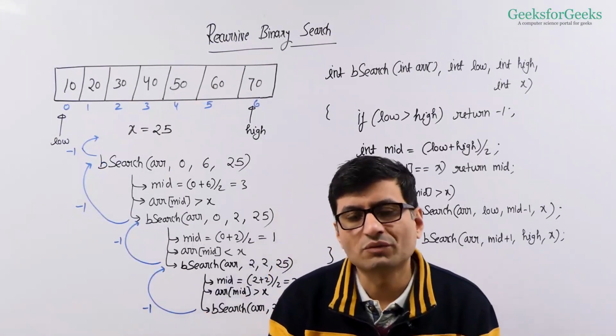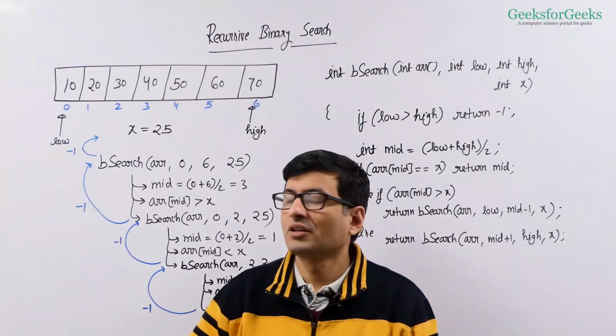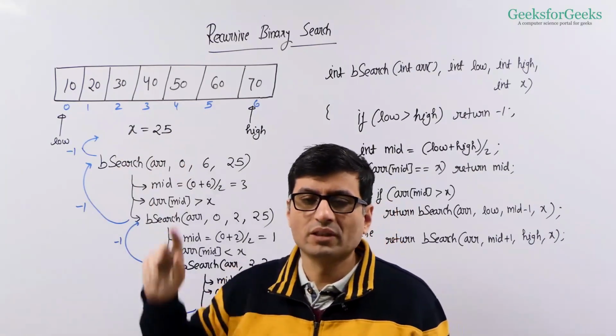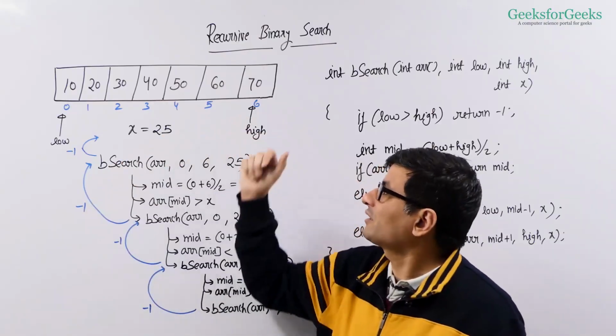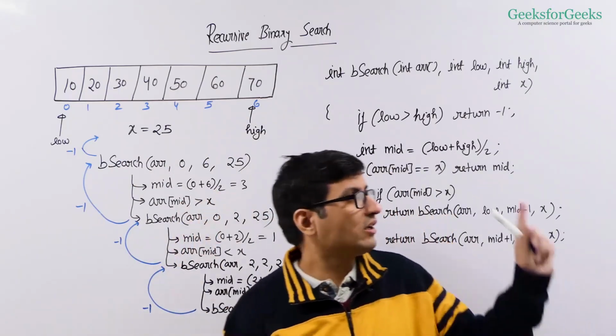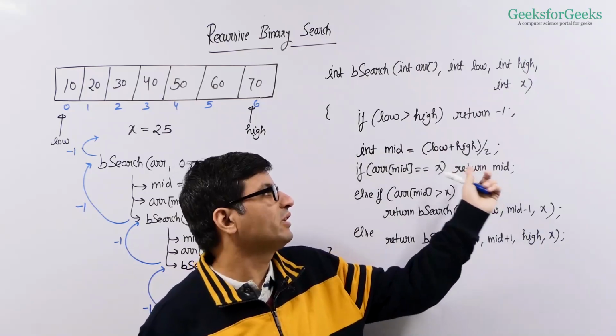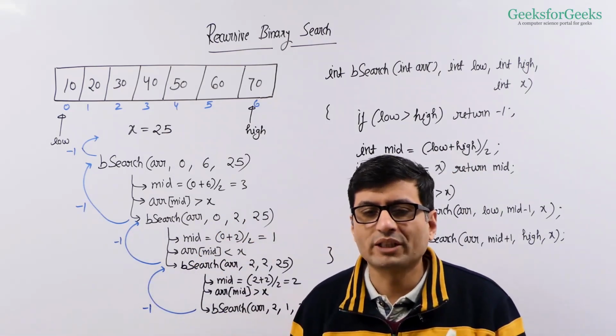Let's now see the working of this code for this example. Here we have changed x to 25. So we begin our execution with low as 0 and high as 6. We compute the mid as 0 plus 6 by 2, 3.